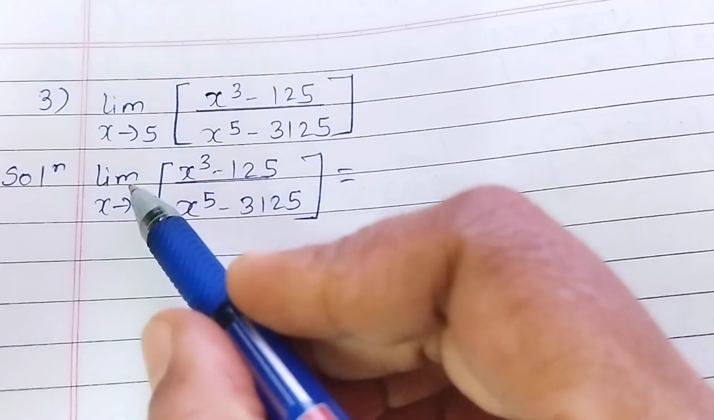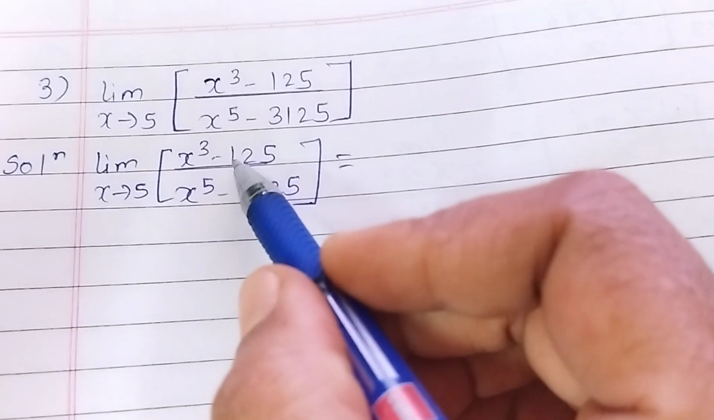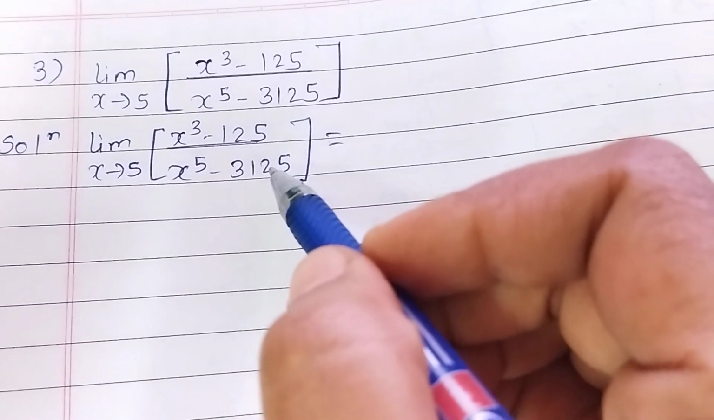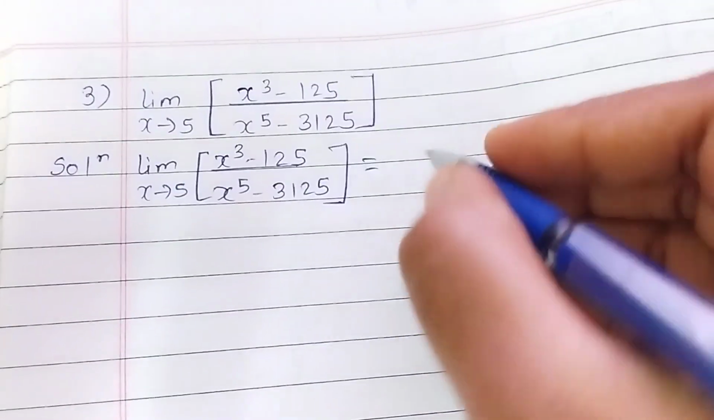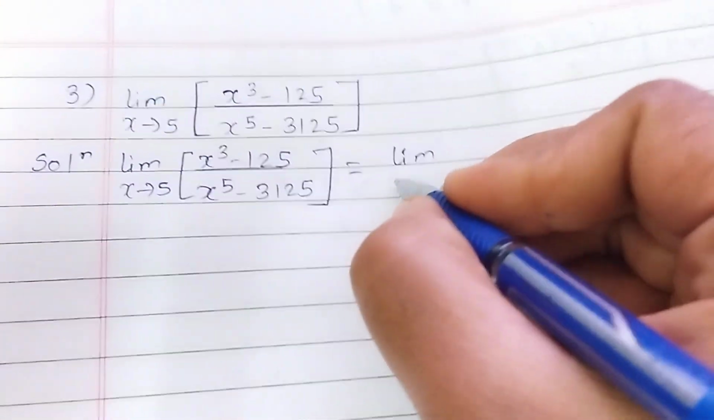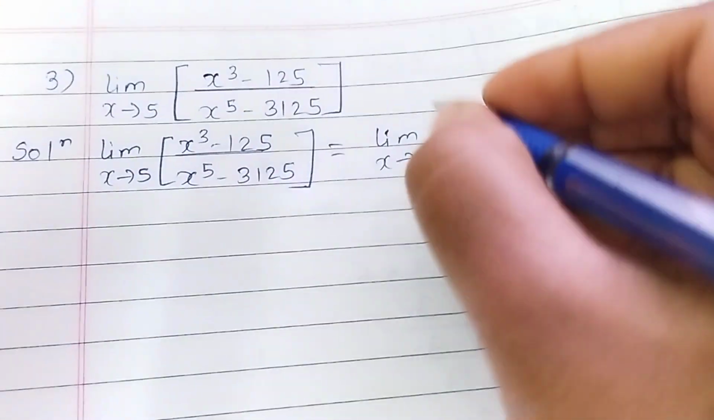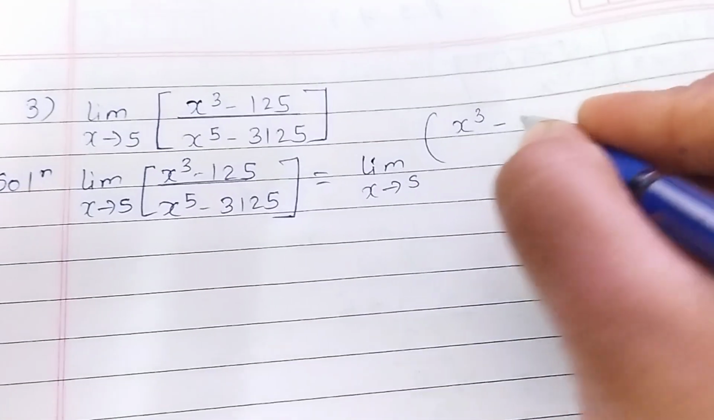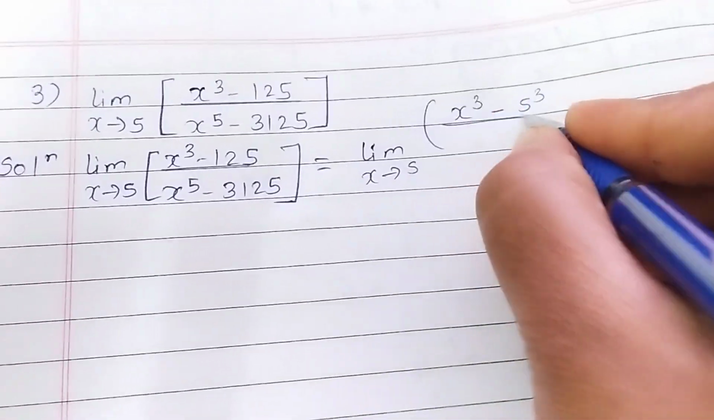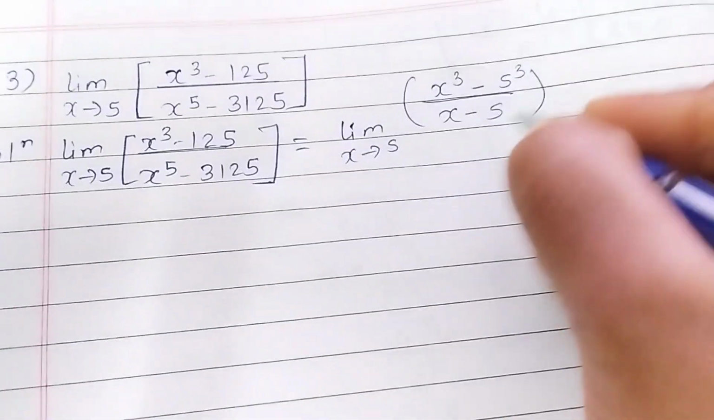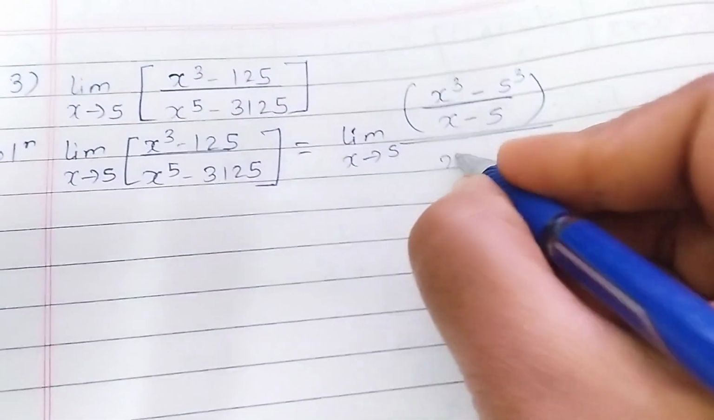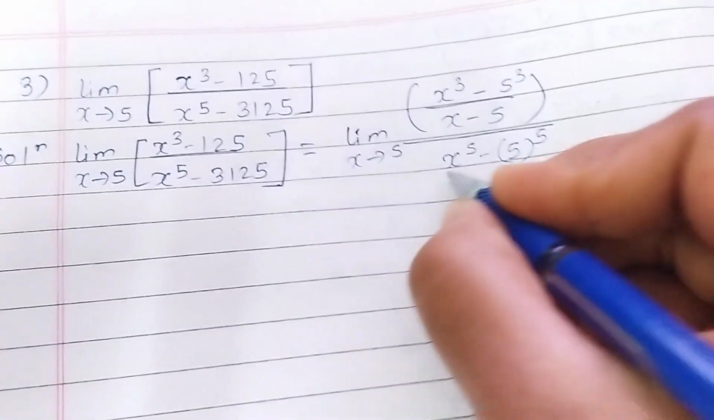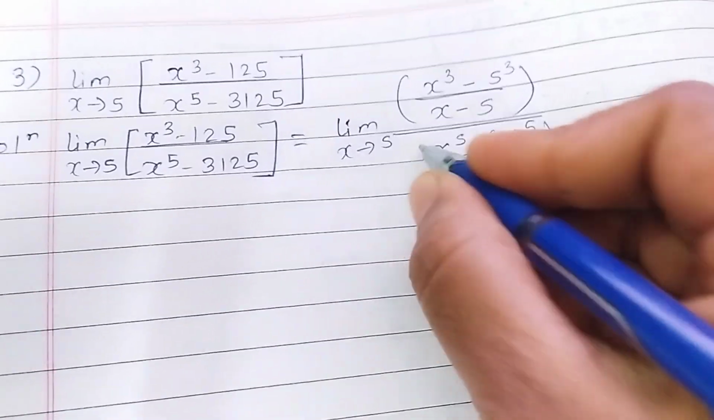So now solution, limit x tends to 5 x raised to cube minus 125 and x raised to 5 minus 3125. So first one, now limit x tends to 5 and now bracket x cube minus 5 cube and upon x minus 5, then upon x raised to 5 minus 5 raised to 5 then x minus 5, right?